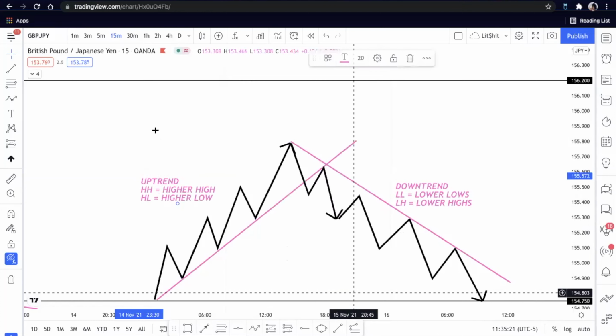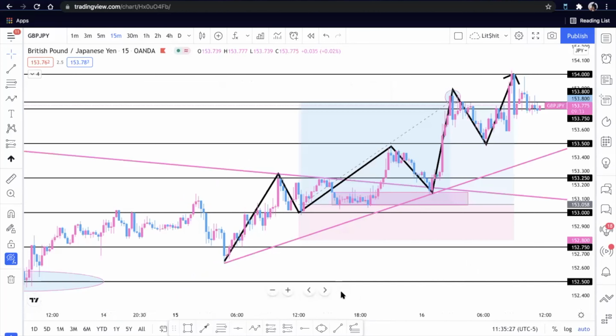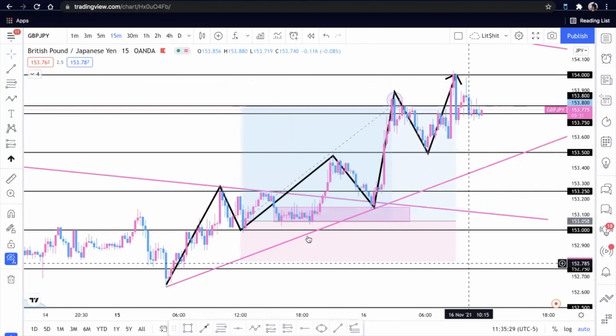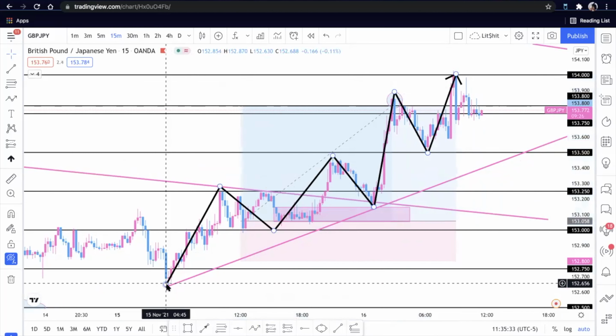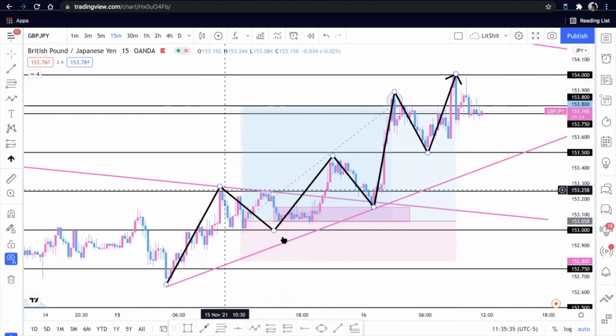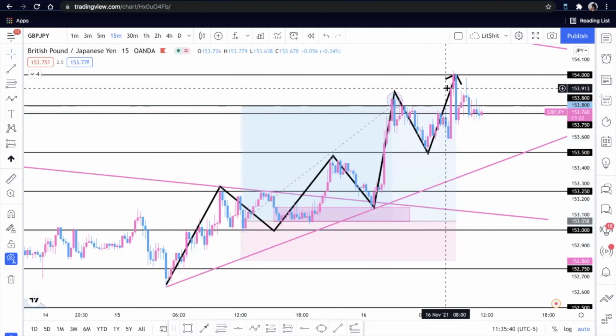All right, and that's how that's going to go. All right, so going back to the chart, you can see that is exactly what happened. Okay, you got a low, a higher high, higher low, higher high, higher low, higher high, higher low, higher high.